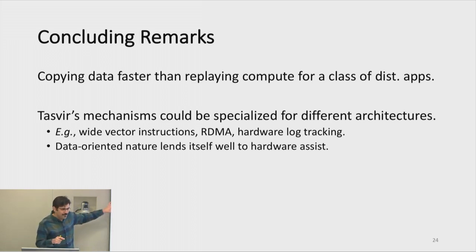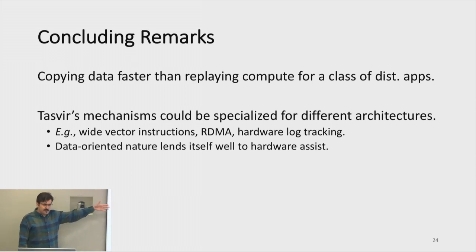One other thing that is nice is that this is a hardware-friendly mechanism. The mechanisms I talked about could be specialized for different architectures. If you have wider instructions, vector instructions, you can do faster copies. If you can relax memory ordering constraints in x86, you can use it. If you have RDMA, the networking and packetization can be made much cheaper. Hardware lock tracking, if it ever becomes available at a fine granularity, you can use it. This data-oriented nature lends itself very well to CPUs and offload.